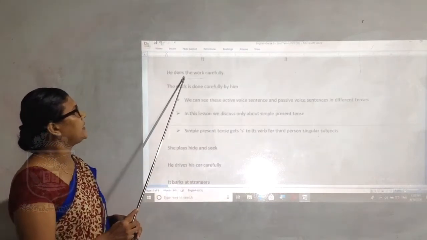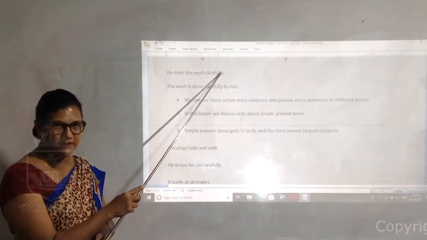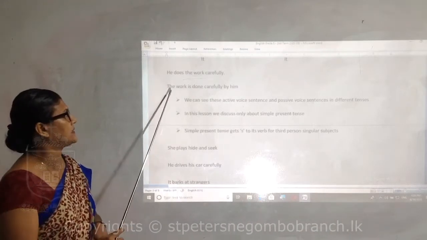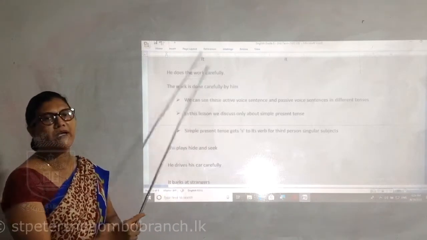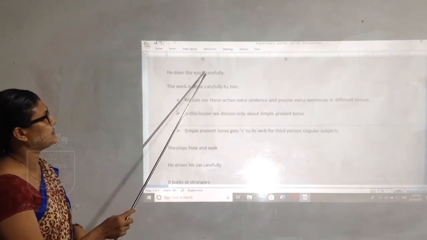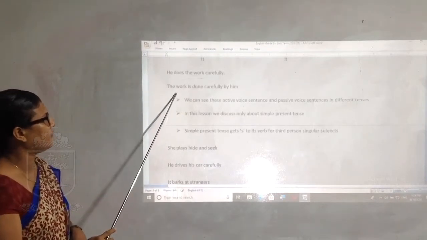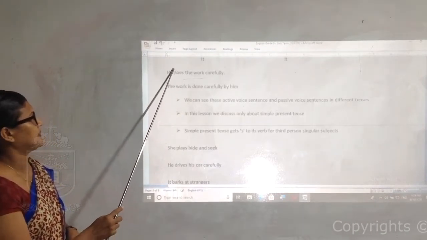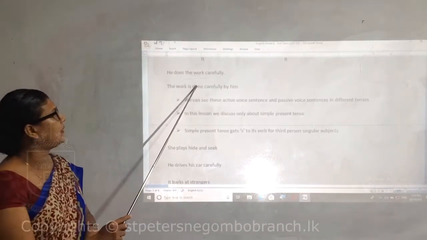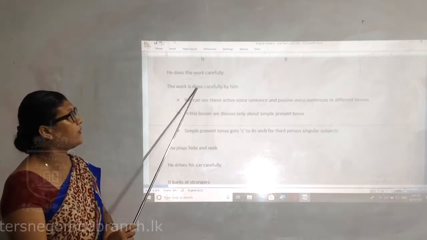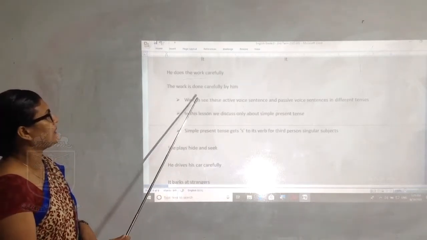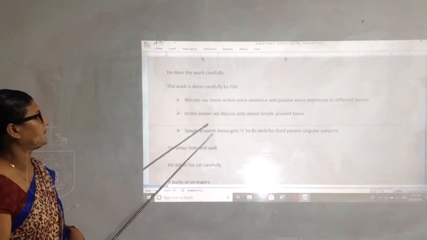Right, look at this one. He does the work carefully. That is an active voice sentence. When it is turned into passive, it is like this: The work is done carefully by him. What has happened here? The work is the object in this sentence, so it has come forward. Then the verb does gets is and the past participle form of the given verb: is done carefully by him. Or you can say, the work is done by him carefully.